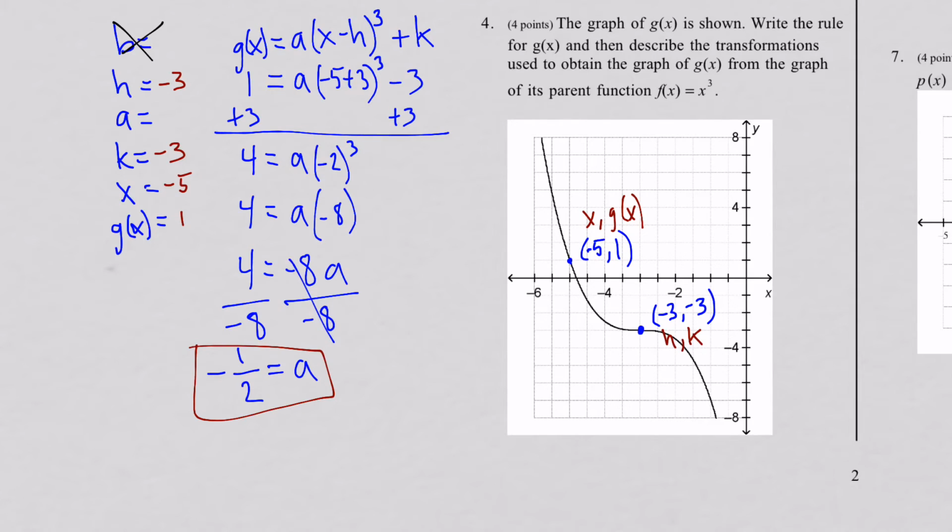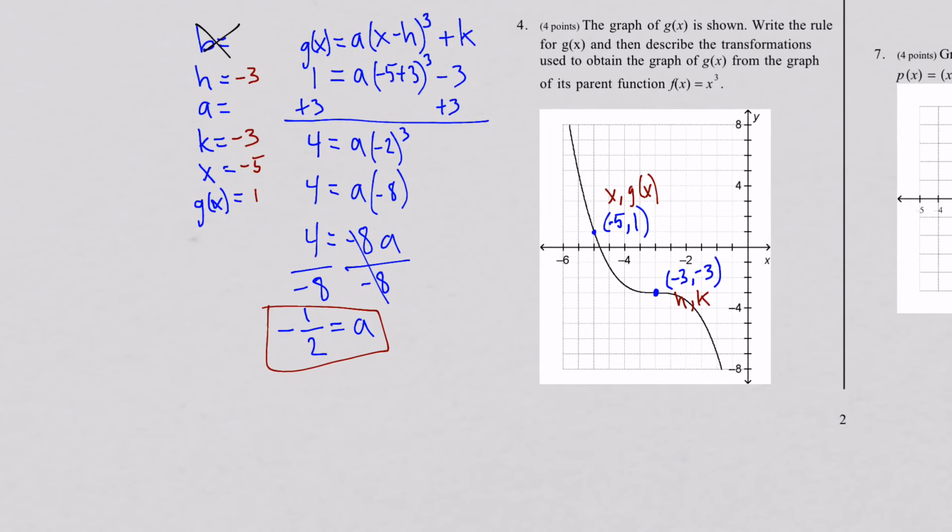The hard work is done, but you're not finished. Remember to finish your problem by writing out the function. That's the question. Write the function. So what you're going to do now is write this, but plug in an h value, an a value, and a k value. You do not, at this point, need x or g of x. You use them just so that you could find a, which we just did. It's -1/2. All you care about now is h, a, and k. Plug those in here, h, a, and k, and you're done.